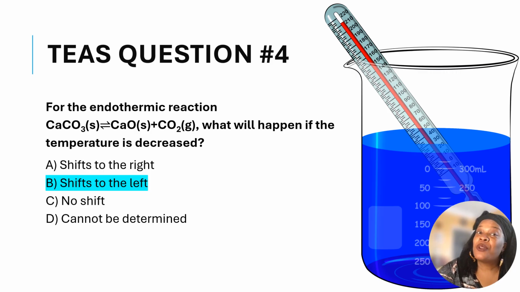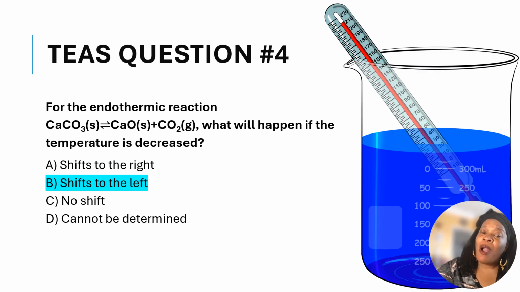And here's why that answer is the correct one. In an endothermic reaction, heat is absorbed as a reactant. So for this reaction here, heat is required for the decomposition of calcium carbonate, which means that the forward reaction to the right is endothermic. According to Le Chatelier's principle, if the temperature is decreased, the system will try to counteract this change by shifting the equilibrium to produce more heat. Since heat is absorbed in the forward reaction, the system will shift to the left to favor the reverse reaction, which releases heat, so it can compensate for the temperature drop.